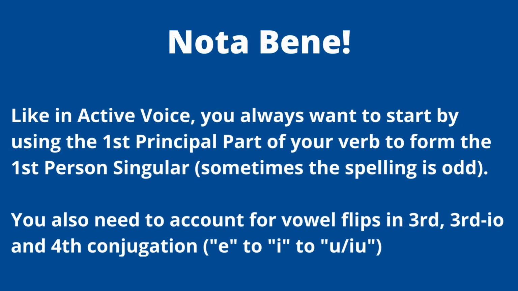And like I just said, you always want to make sure that you're taking into account the vowel flips, but you also start with that first principal part. The first principal part of your verb is first person singular, present tense. That's active or passive voice. It doesn't matter. You still start there. So sometimes the spelling is a little bit odd. So always start with that first principal part when you're trying to say I am doing something or I am being something. And again, pay attention to the vowel flips. That's an important thing to keep track of too.